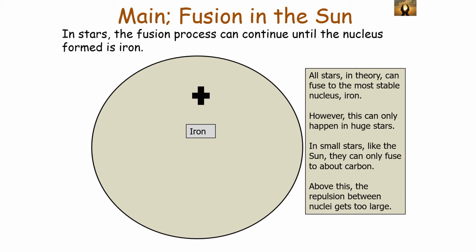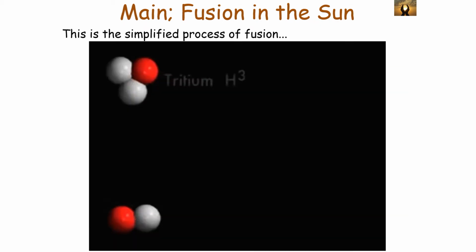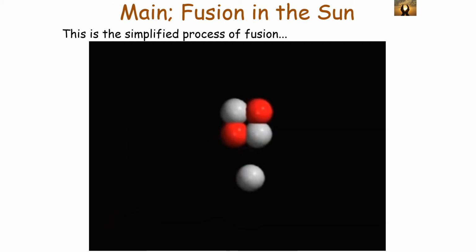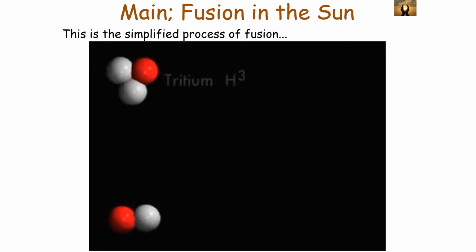Now all stars in theory can fuse to form the most stable nucleus, iron, but this can only truly happen in really big stars. Now in smaller stars like our Sun, they can only fuse to about carbon. Beyond this point, the repulsion between the nuclei just gets too large. So we can look at a simplified process of this fusion. So what's taken place is the two come together here, fusion occurs, and you're producing helium afterwards.